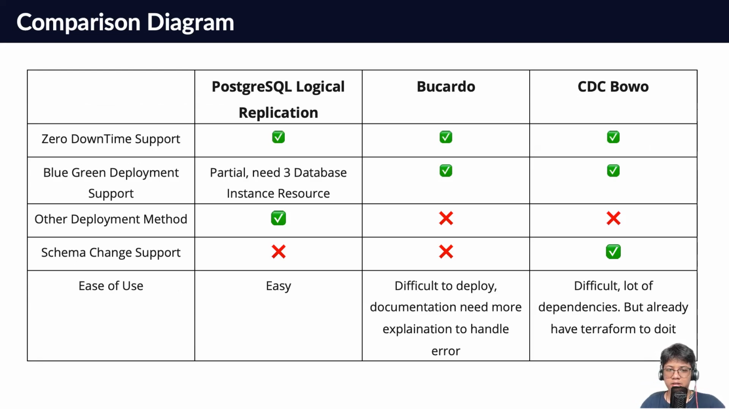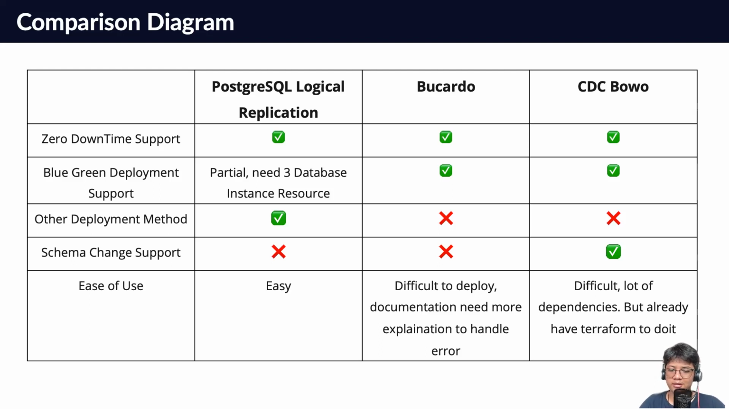For other deployment methods, logical replication is not, and this is supposed to be Bucardo. That is correct, because Bucardo is multi-master. It supports other methods than blue-green. So I will revise this slide when I get it to you.